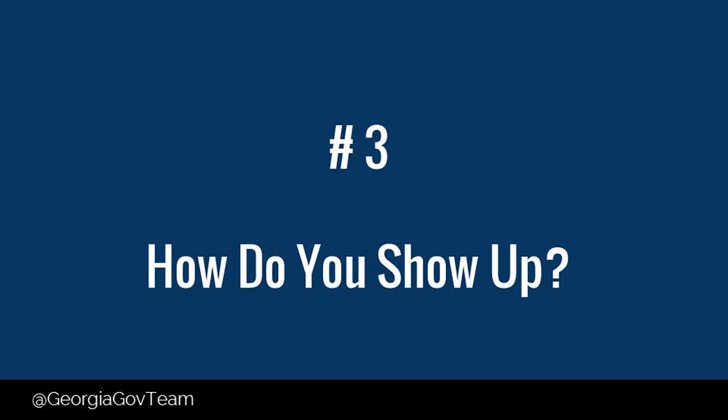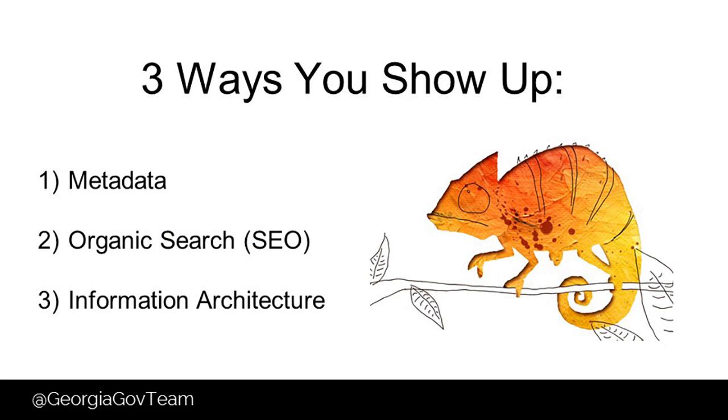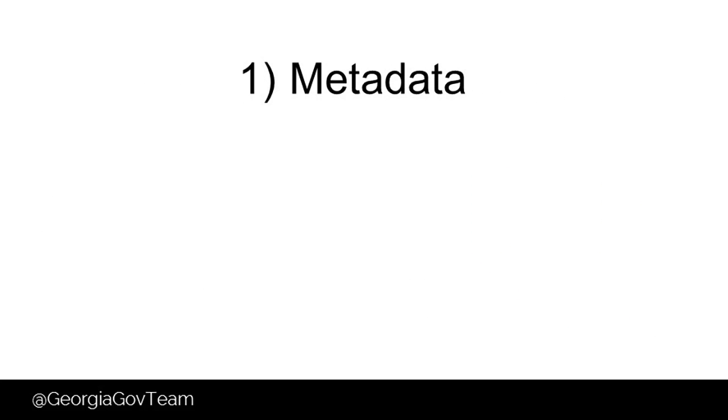So how do you show up? There are a few different ways you show up, a few different ways people are going to find you. There's metadata. There's your organic search. People find you in search, the search engine results page for SEO. And there's information architecture. Metadata.